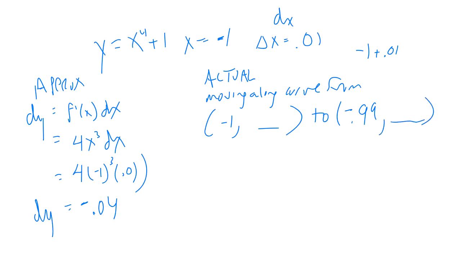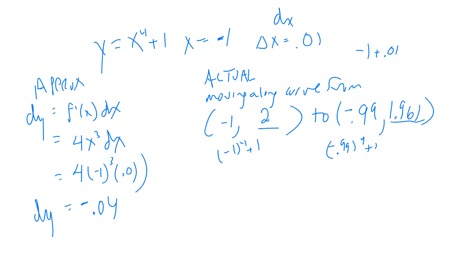And this value, if I plug in negative 1 to my original function, negative 1 to the 4th plus 1, and then I've got to do negative 0.99 to the 4th plus 1. The point that I get here is negative 1, 2, and then this is 1.961.